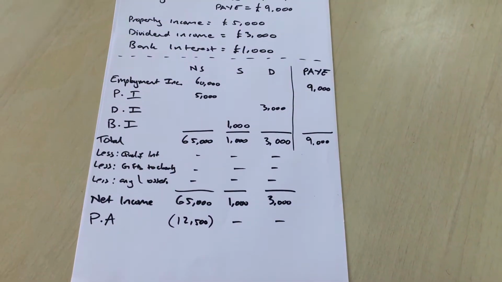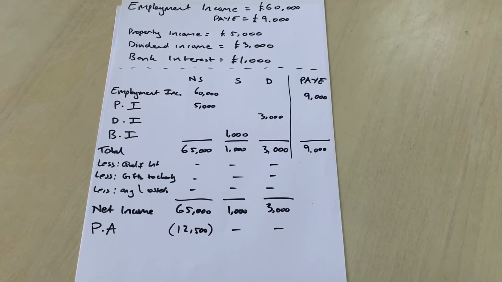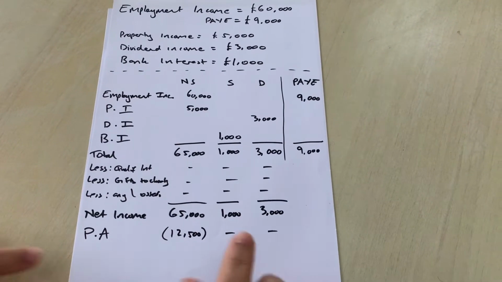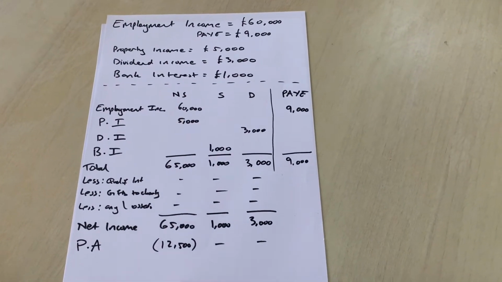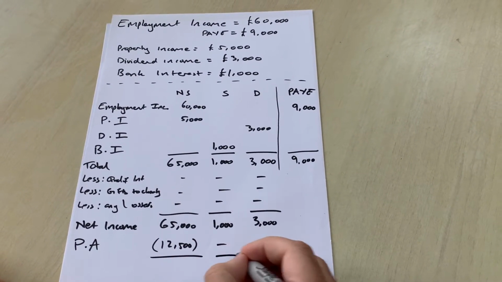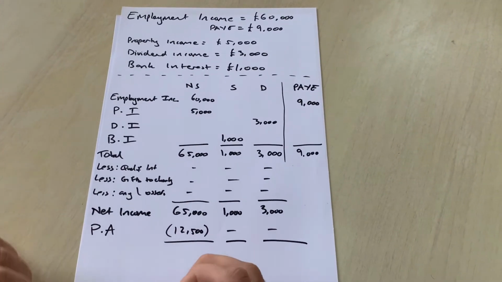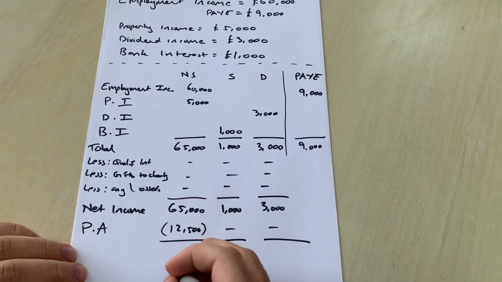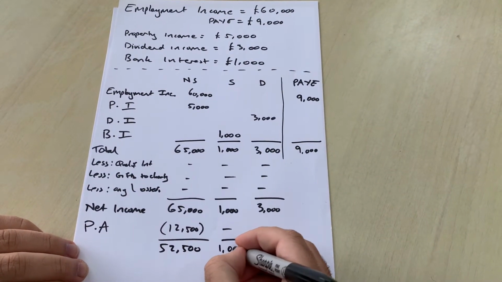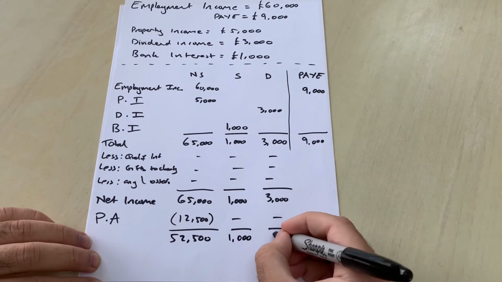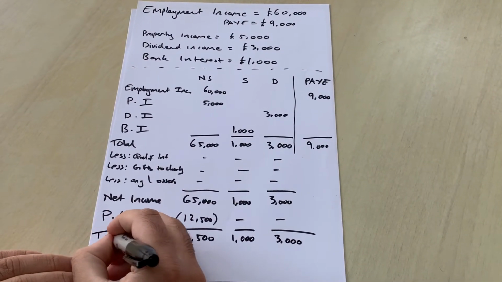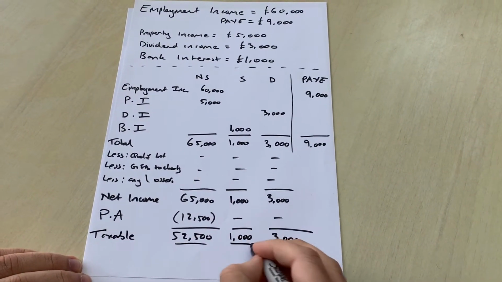Now, if you are entitled to the blind person allowance, you get an additional relief here of 2,500 roughly, and that will also be deducted here. But in this example, we're going to assume that's not the case. If it is the case in your scenario, then you can just deduct that here as well. Everything else remains the same. So once we take 65,000 take away 12,500, we are left with 52,500. There's none left here, so we get taxed on the full 1,000. There's none left here, so we get taxed on the full 3,000 dividends income. So this is taxable.